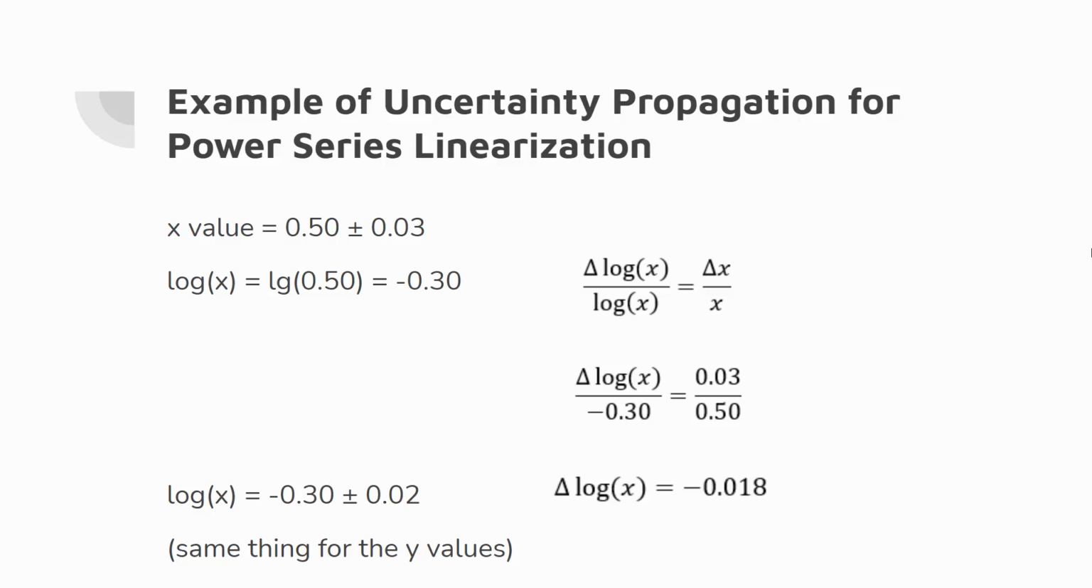And we're just looking for the uncertainty in the log of x. When we divide 0.03 by 0.5 and then cross multiply the negative 0.3, we get the uncertainty of the log of x to be negative 0.018. We don't really have to worry about that negative. We could have always said that it was the absolute value of this, because it's really plus or minus anyway, so it doesn't matter. We will round that, however, to 0.02 to match the precision of the 0.30. So our log of x is negative 0.30 plus or minus 0.02.